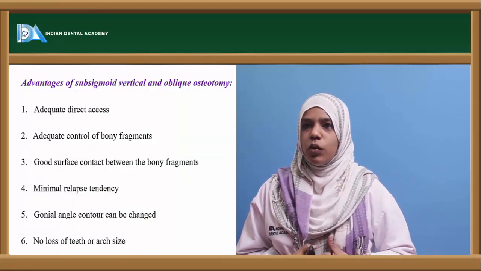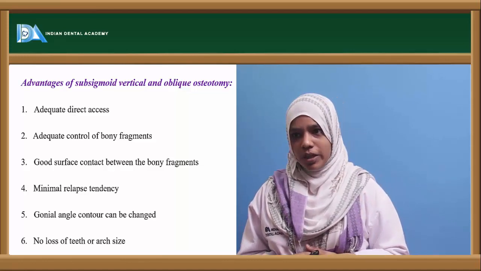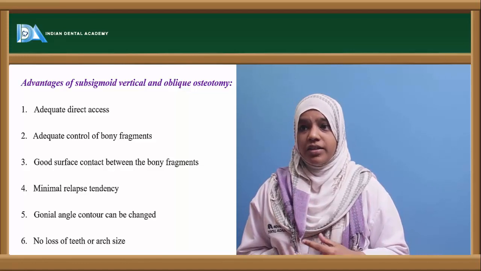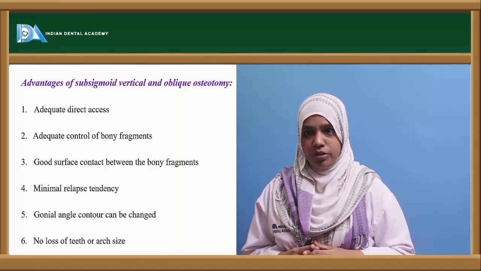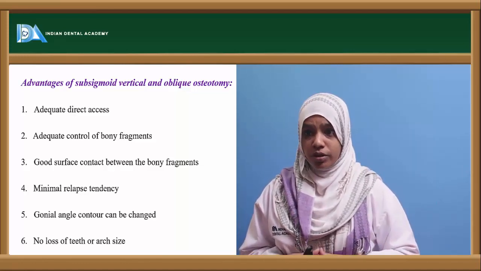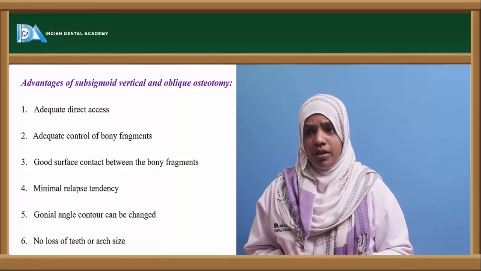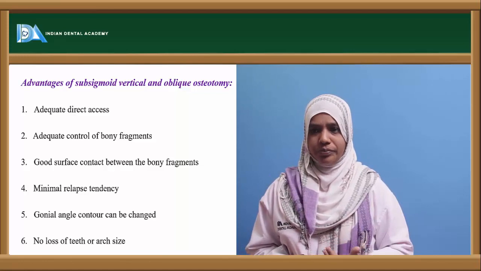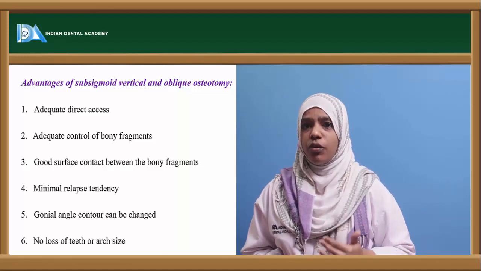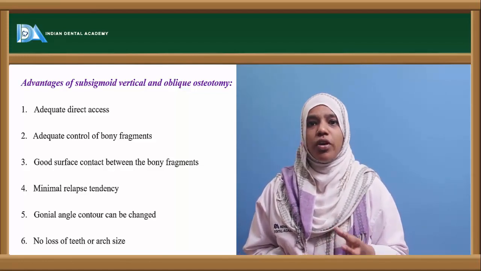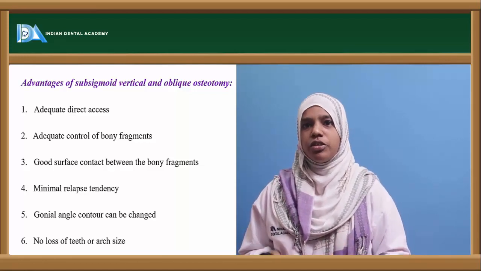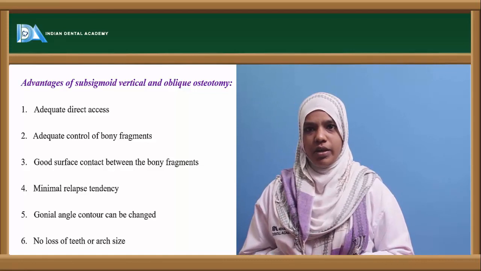Now the advantages of the subzygomatic vertical and oblique osteotomy are that there is adequate direct access, adequate control of the bony fragments, good surface contact between the bony fragments, and minimal relapse. If you want to do gonial angle contouring, you could do that. Then there is no loss of teeth or arch size, since you do not have to extract a tooth or go through the arch. You are doing all the procedure on the ramus, that is the posterior aspect.